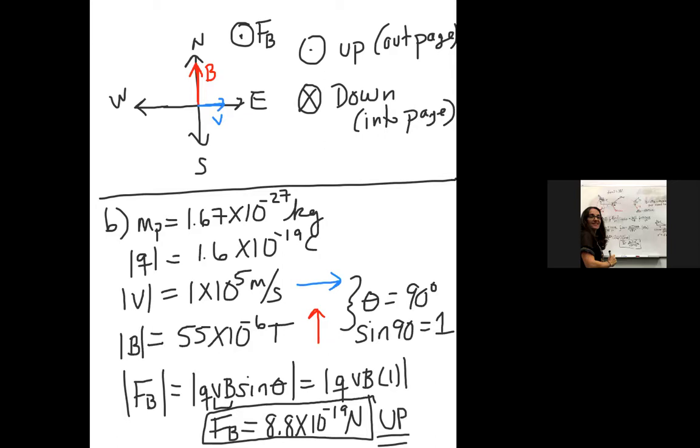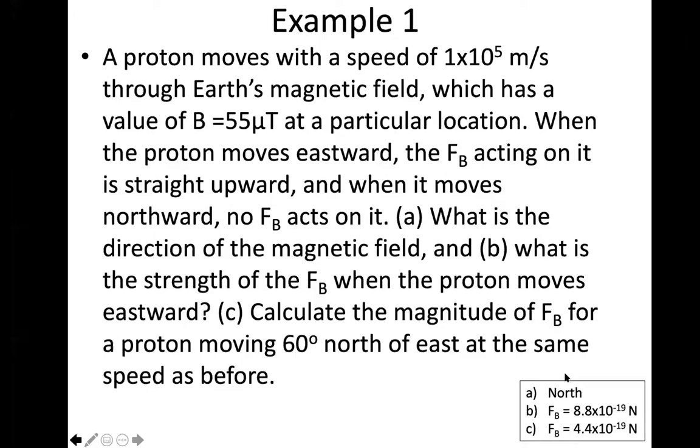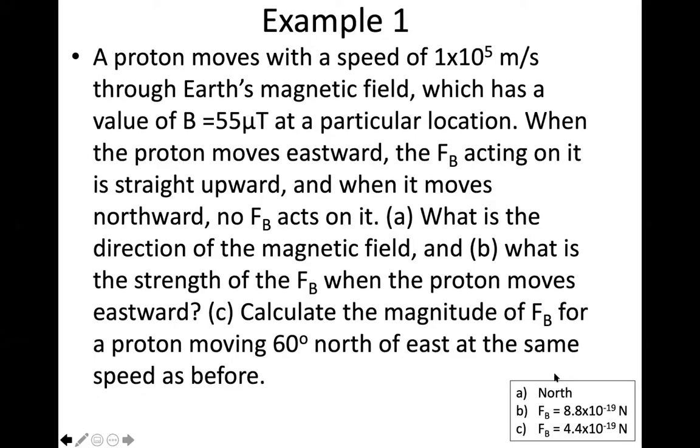Okay. So let's see. There it is. Part B, check. Part A, check. Part B, check. Okay, let's do part C, where now the same magnetic force, the same speed, the only thing that's going to change is the direction of the speed. We're going to go 60 degrees north of east.